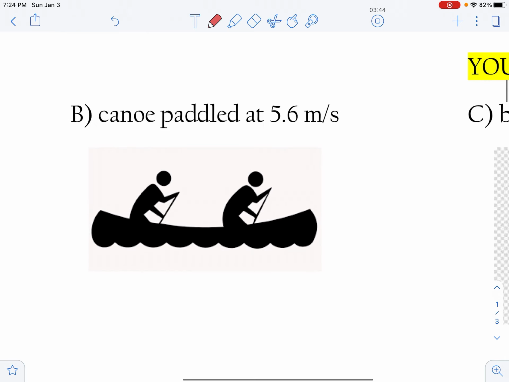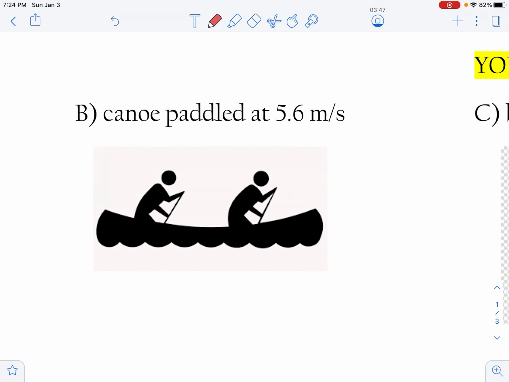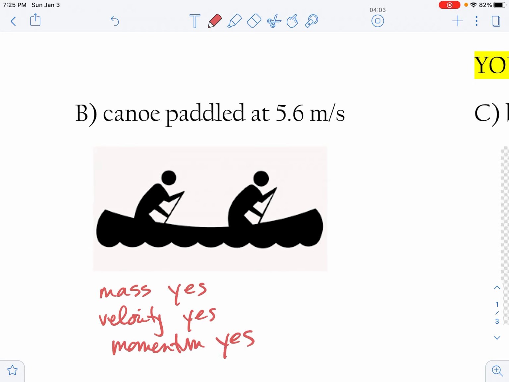All right, B. A canoe paddled at 5.6 meters per second. Does it have mass? Yes. Does it have velocity? Yes. Does it have momentum? Yes. Right, it's got to have mass and velocity.